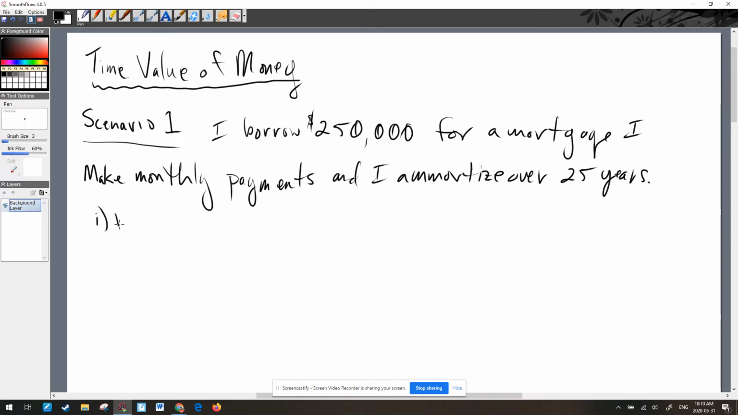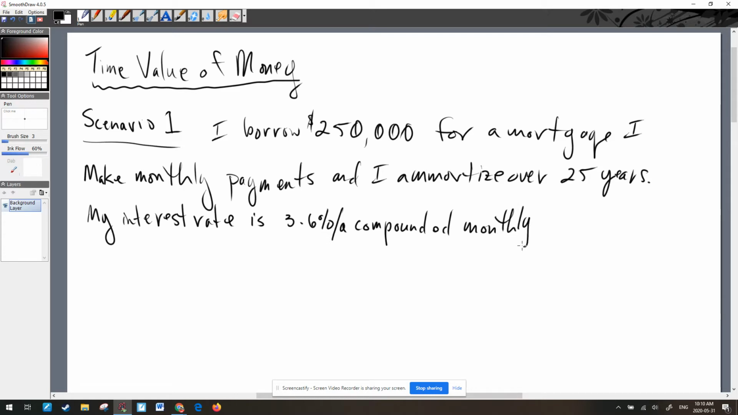First question. I didn't tell you what the interest rate was. My interest rate is 3.6% per annum. And mortgages are actually always compounded twice per year, but because of the limitation of this particular TVM solver, we're going to say compounded monthly because we have to align our compounding periods with our payment frequency.